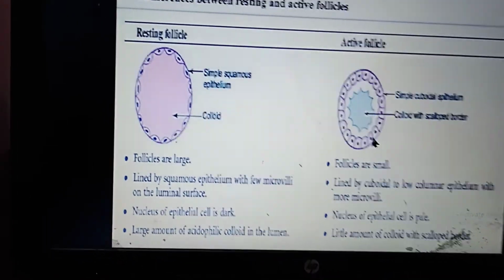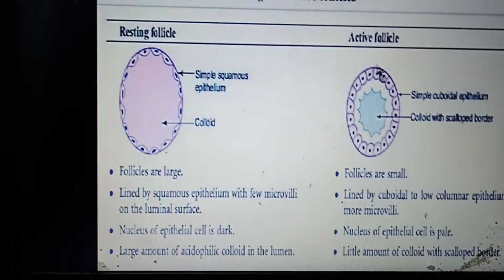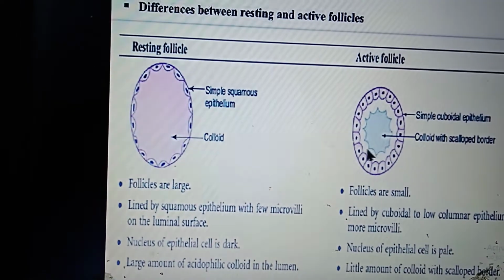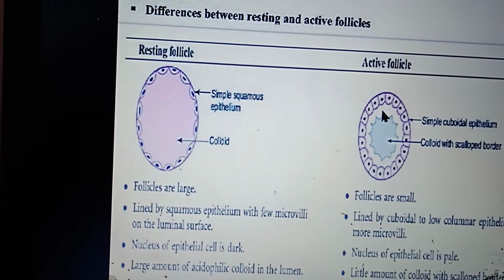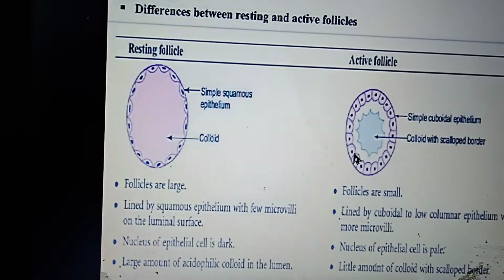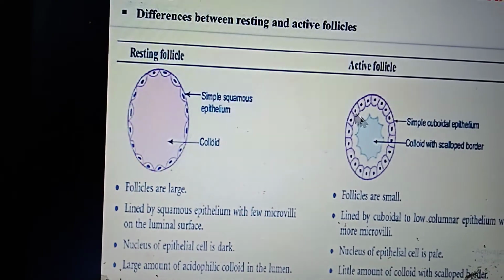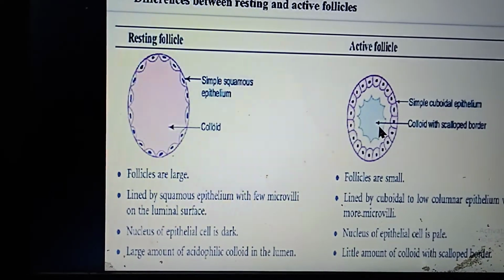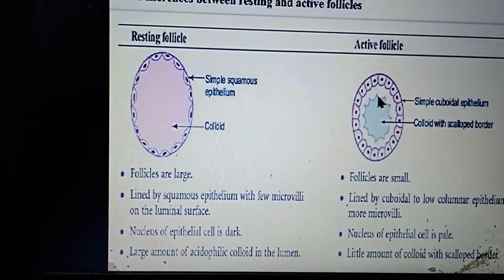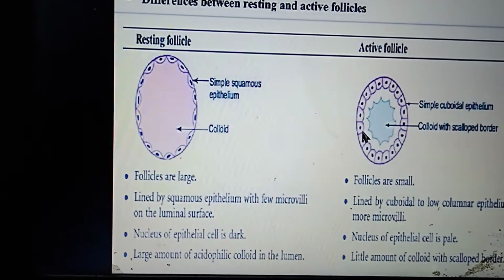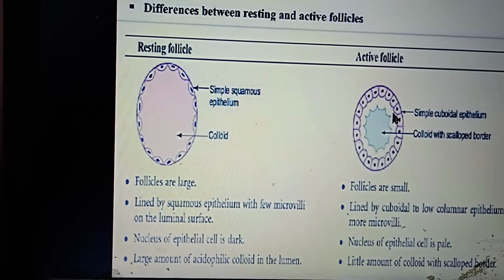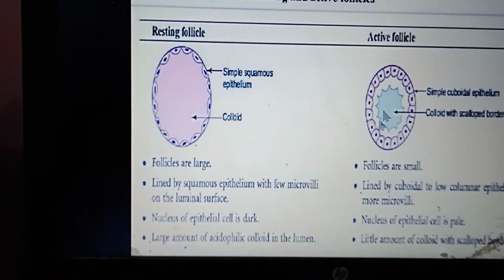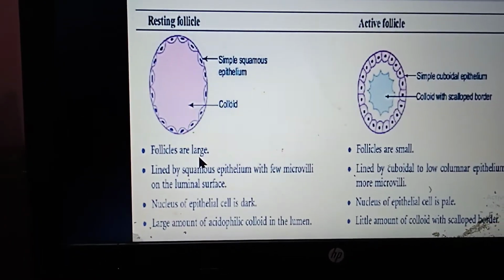T3 and T4 are formed within this follicular cell with the help of thyroglobulin reservoir stored within the central lumen, so that all cells can take this raw material from inside and use it. And look, this has a scalloped border, just like when we scoop ice cream. The scalloped border present in the active follicle is evidence that the reservoir is used up by the follicular cells. So resting follicles are large, active follicles are small.